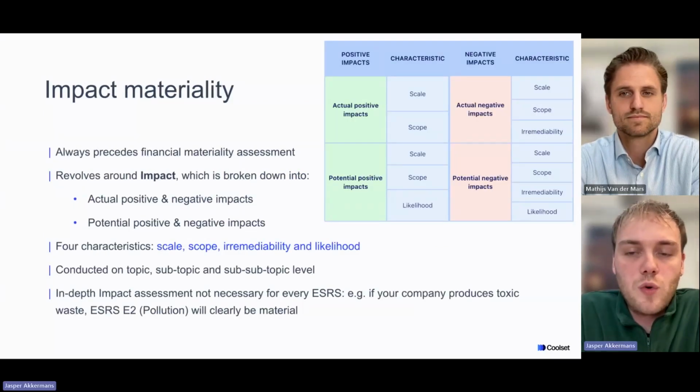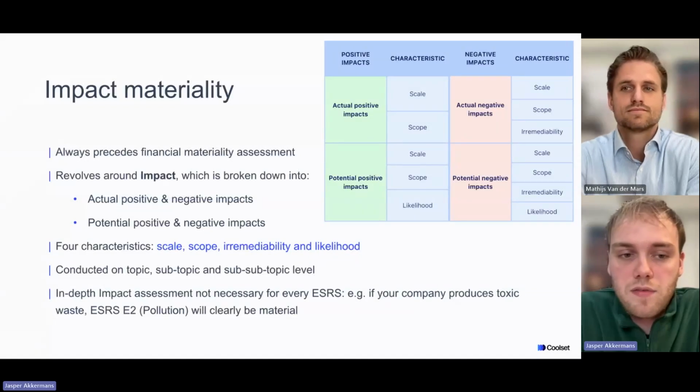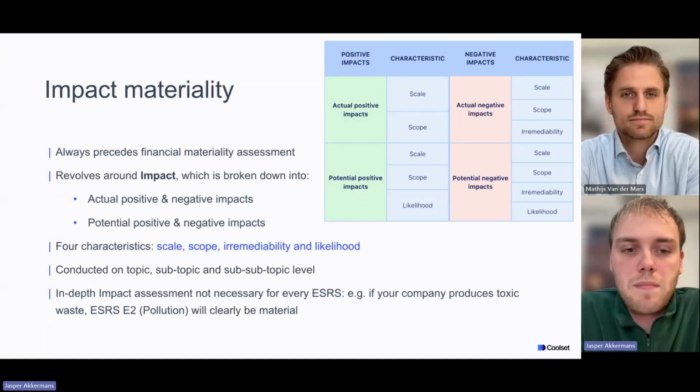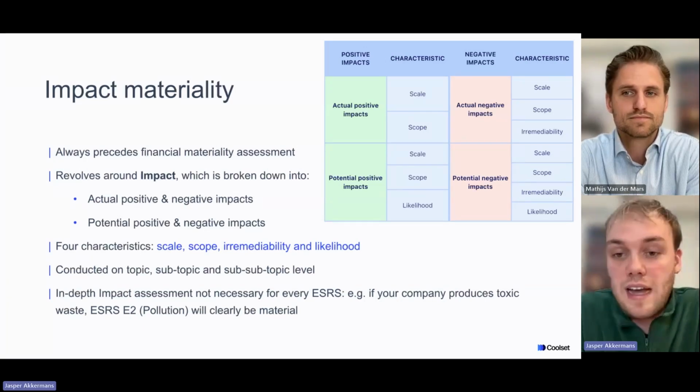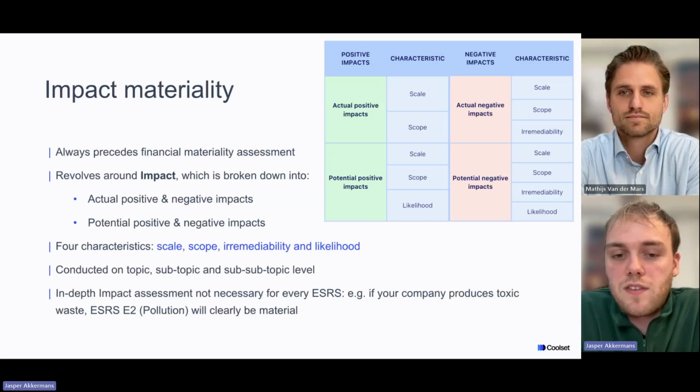Then we move over to impact materiality, which always precedes the financial materiality assessment, because the latter builds on the former. As the word already says, it revolves around impact, which is broken down into 4 categories. You have actual positive impacts, you have actual negative impacts, then you have potential positive impacts, and you have potential negative impacts. We can see this here in the top right. We see these 4 categories, and then you also have 4 characteristics, which are scale, scope, irremediability, and likelihood. And across these 4 categories, these characteristics are applied.